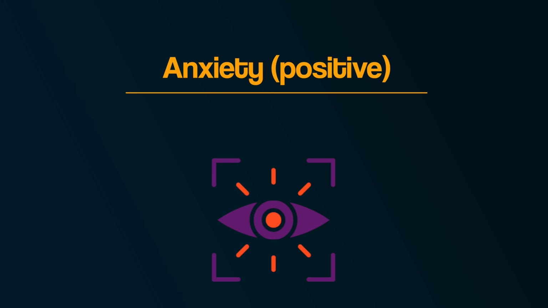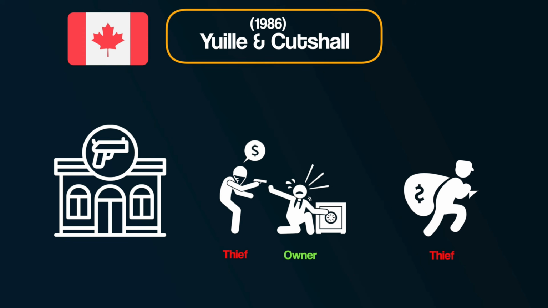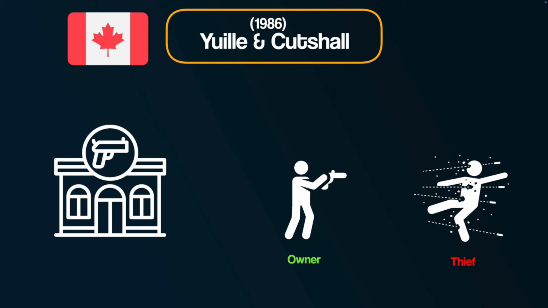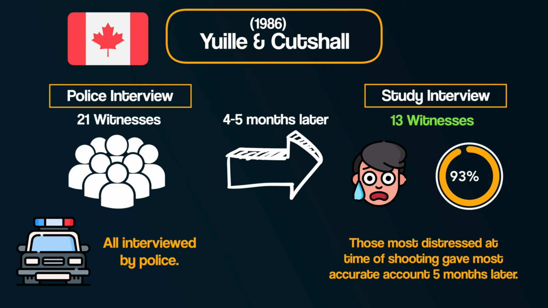Some research suggests that anxiety can have a positive impact on eyewitness testimony, as the heightened alertness from the fight or flight response strengthens memories of stressful events. Ewell and Cutshall in 1986 investigated eyewitnesses to a real-life shooting in Vancouver and found that those who were most distressed at the time of the event had the most accurate recall, with 93% accuracy. This study challenges previous laboratory research suggesting that anxiety can have a negative impact on eyewitness testimony in real-life situations.